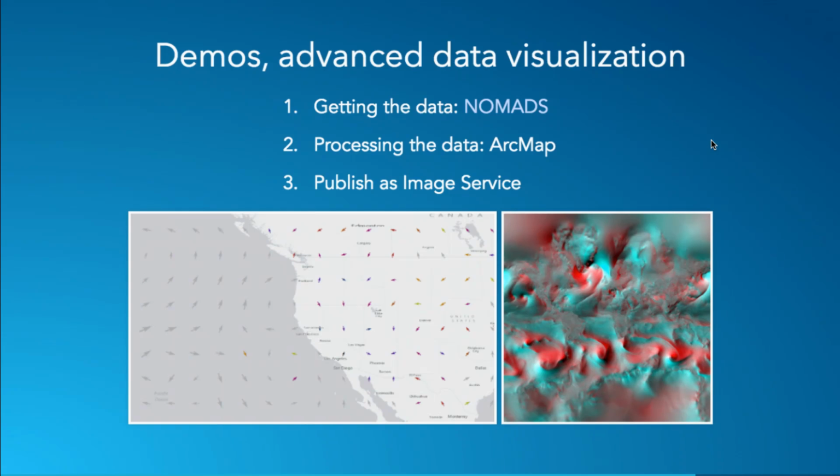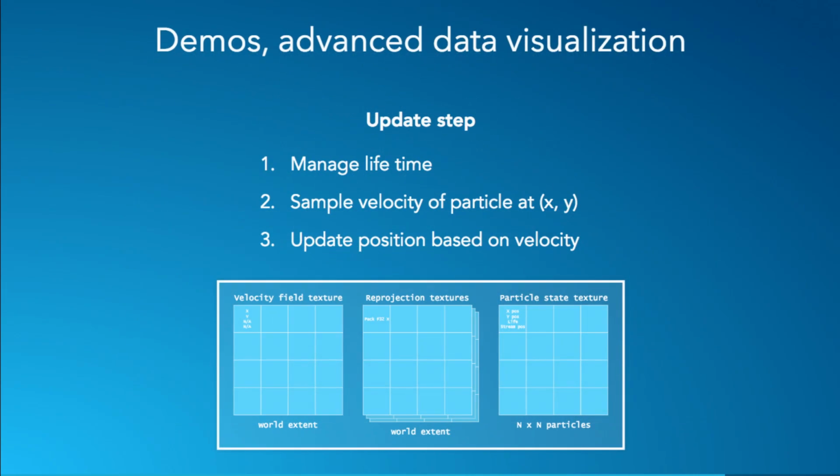I'm going to skip over this. I briefly discussed this: I took the data from NOMADS, which is publicly available, processed it in ArcMap, and published it as an image server. You can do this in different ways if you want to reuse this simulation. As long as you have a texture that represents a velocity field, then you're fine.